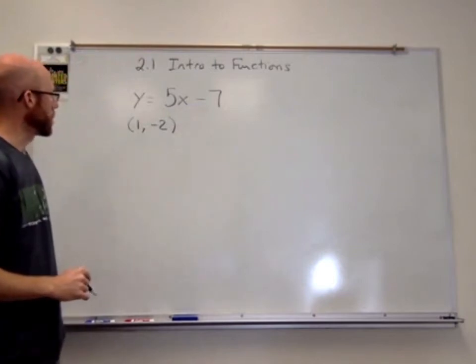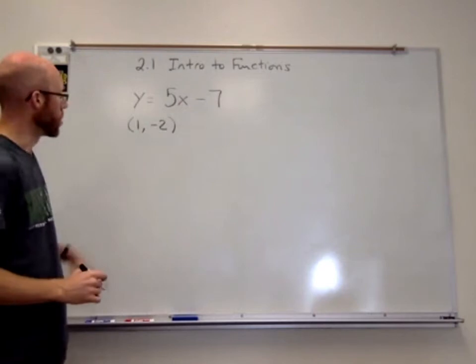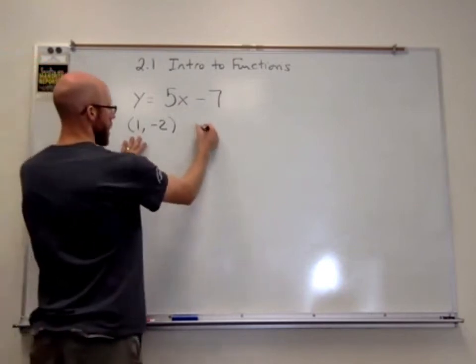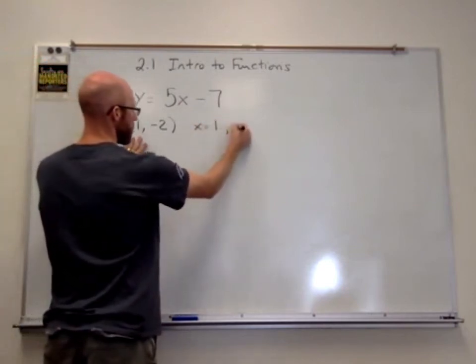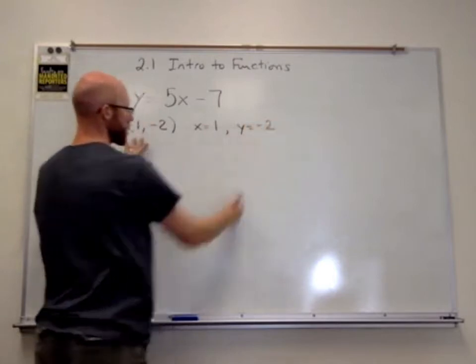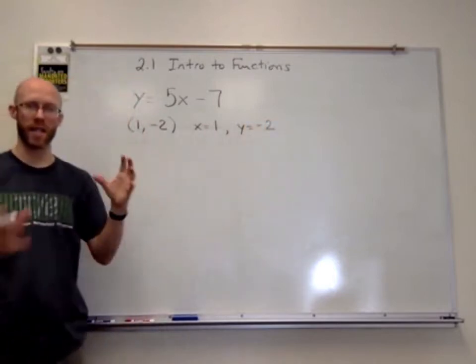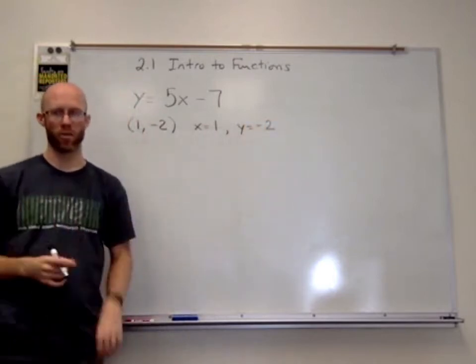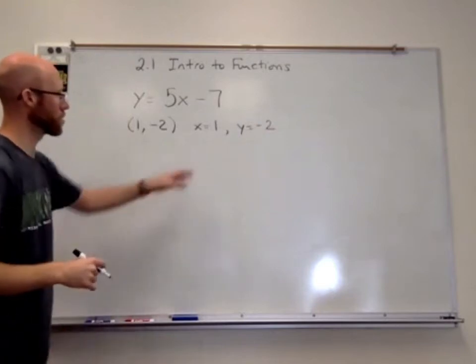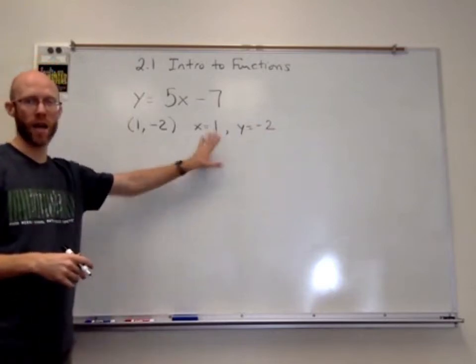So this represents an x value of 1 followed by a y value of -2. Those two things combined together give me a point on the graph and give me an ordered pair in the set.